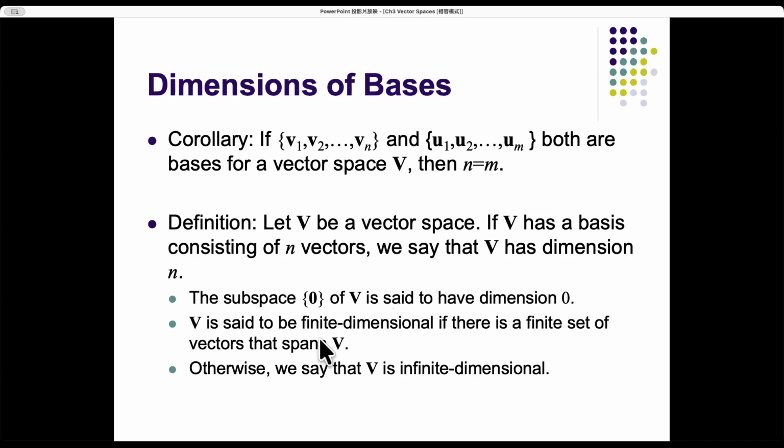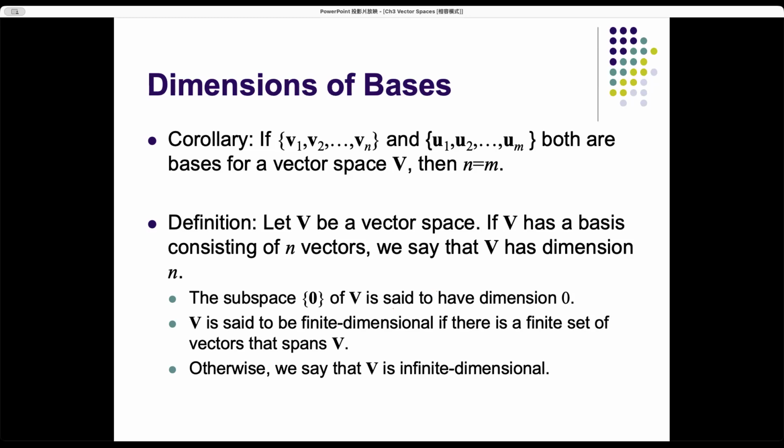So V is said to be finite dimensional if there is a finite set of vectors that spans V. Otherwise, V is infinite dimensional. Okay, so all the stuff that we discussed earlier, the majority of them, are finite dimensional.